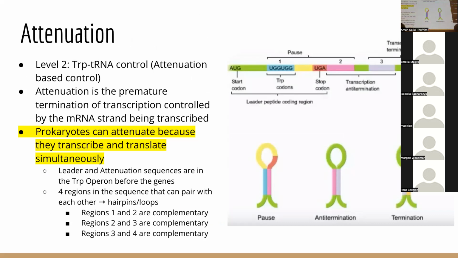Where do operons show up? Here's a question for you guys. What type of cells, essentially? Operons generally show up in prokaryotes, because eukaryotes have better ways of regulating. They don't really need to do this.